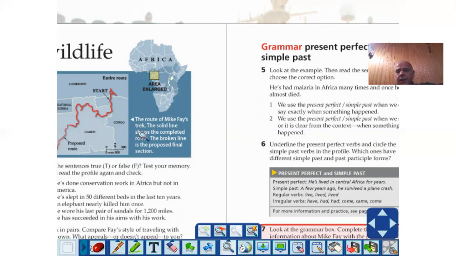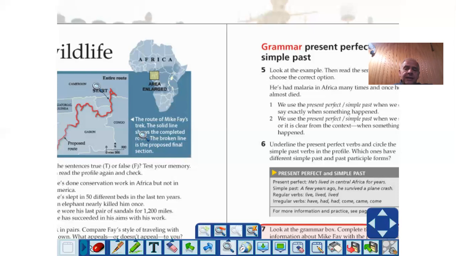Do you understand the word trek? No? Do you, Tiare? I'm guessing it's like a sport, maybe? Trekking is a sport, but what is a trek? We don't know. It's walking. Yeah, walking.